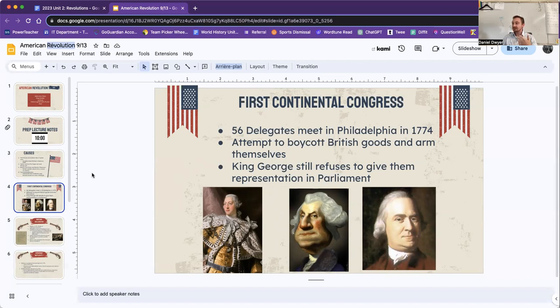King George is still going to refuse to give them any representation in Parliament. Again, goes back to that other document we looked at where they said no taxation without representation. The Americans did not feel like they were getting a say in their government or the taxes or anything.